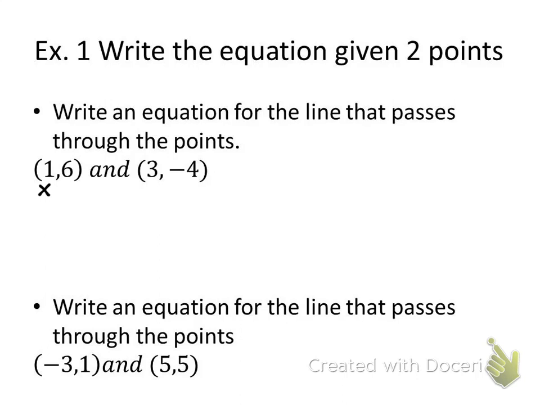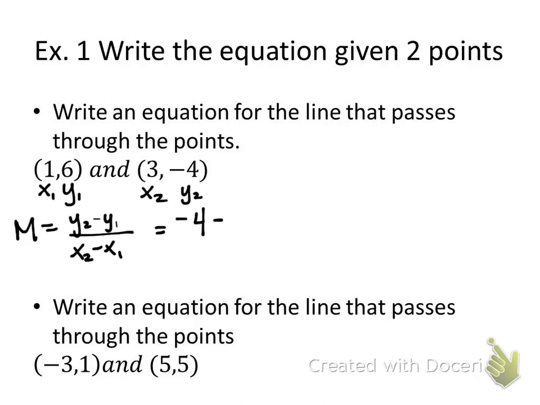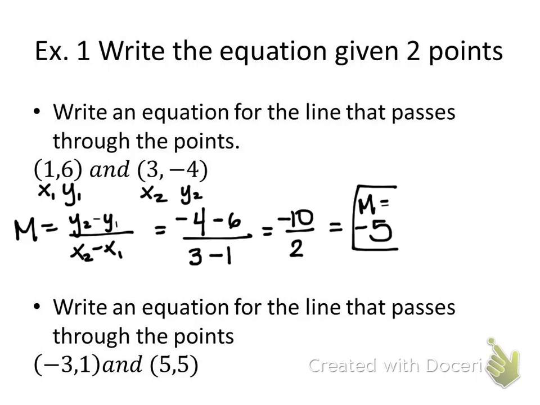So this is x1, y1. This is x2, y2. And I know the formula for slope is m equals y2 minus y1 over x2 minus x1. So I can plug this in and solve and find my slope. Let's do that. y2 is negative 4 minus 6 over x2, which is 3, minus 1. Okay, I've got negative 10 because same signs add and keep. 3 minus 1 is 2. And I know my slope is going to be negative 5. So I know m is equal to negative 5.